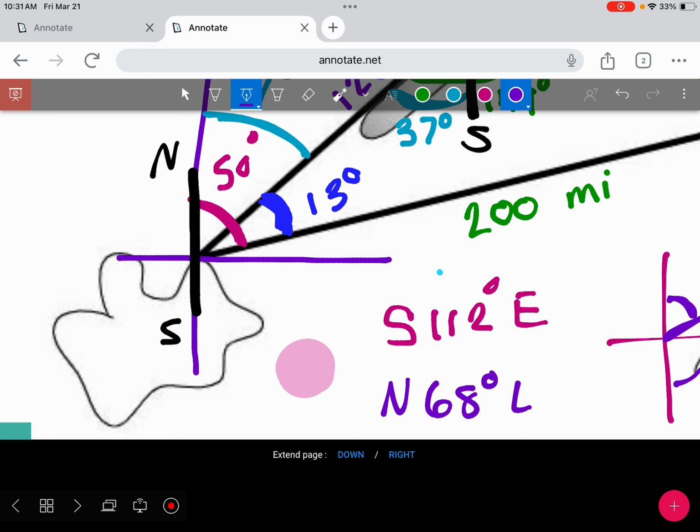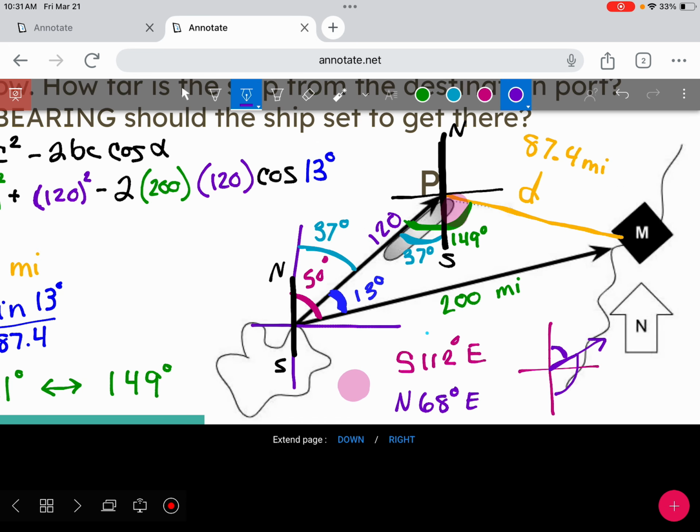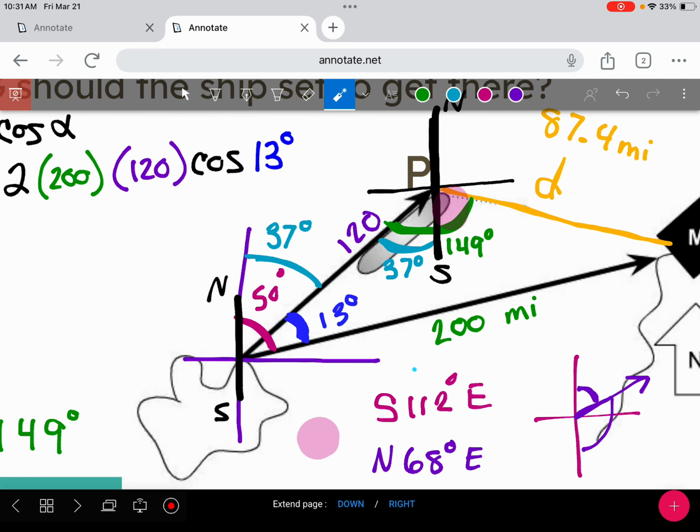Where'd you get the 112? Our 112 came from our 149 minus the 37 to find this little pink chunk right here, because we just want this little pink chunk. It's just that the boat actually didn't go past the mainland, so they still need to go north. On this picture, the boat is actually still south of the mainland. They still need to go north more. They didn't go too far north. They just got a lot closer.